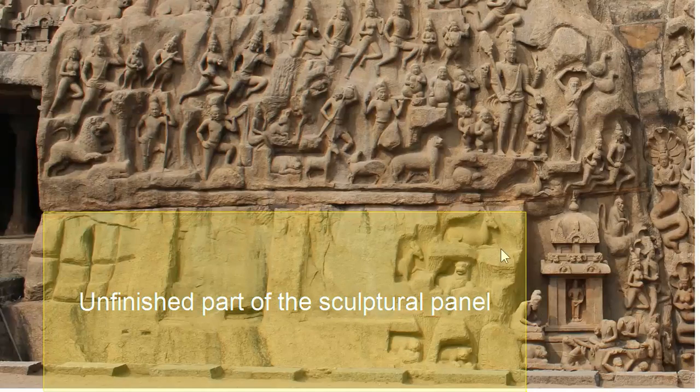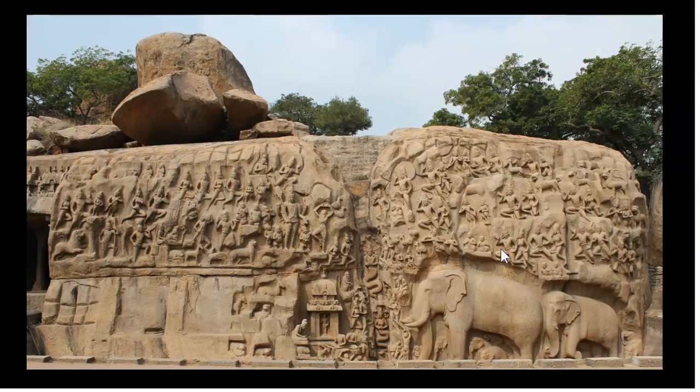Now let me take you to an interesting part of this sculptural panel. These are the depiction of two life-size elephants. These elephants are moving towards the river Ganges in a herd, probably to drink water from the river. There is a funny thing over here. Usually an elephant herd is led by a female elephant, and also you can see some elephant cubs over here.